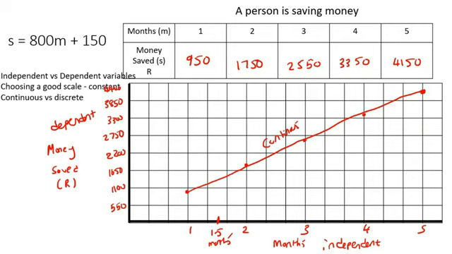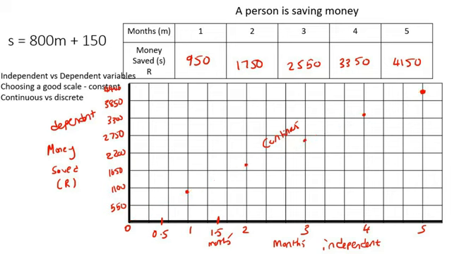So after the first month, they were able to save. Maybe they started at 0, for example. Okay, they started at 0, and then in the first month, every week or every day, they were saving a little bit of money, and so after 1 month, they have 950 Rand. So if you wanted to know how much they have after half a month, then they would probably have somewhere around 550 Rand. Okay, but so then it would be continuous.